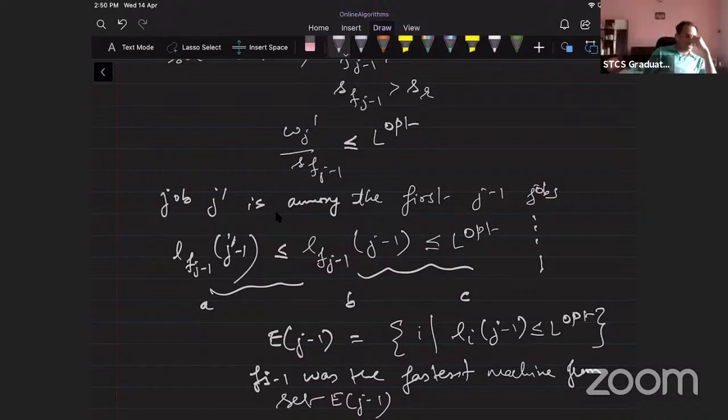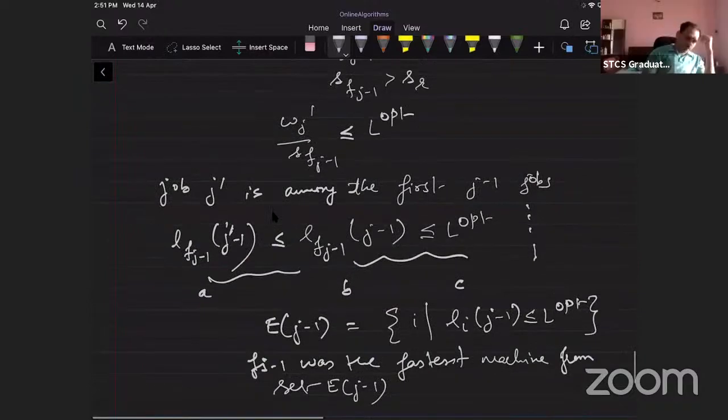So what is j prime? j prime is a job which is one job among the first j minus 1 jobs. And what is the time j prime minus 1? Just before the arrival of job j prime. And as jobs arrive, they stay in the system forever. Correct? So the load on a particular machine only increases, it never decreases. And the fact that the time j prime minus 1 is less than j minus 1, that inequality is true. And between B and C, that is just by the definition of ej minus 1. Is it clear now?